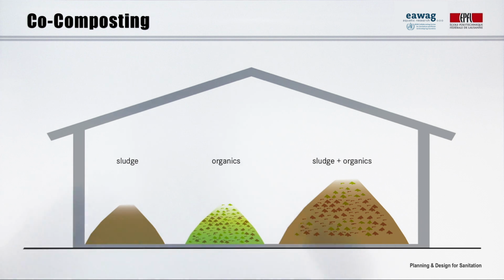In open composting, such as shown in this figure, the mixed material is piled into long heaps called windrows and left to decompose. The piles are periodically turned to provide oxygen and ensure a homogeneous treatment. For dewatered sludge, a ratio of 1:2 to 1:3 of sludge to solid waste should be used.